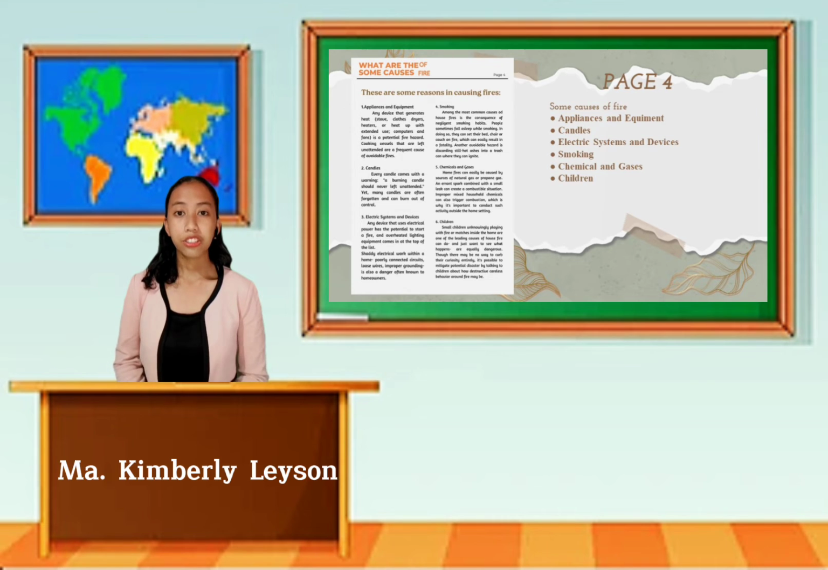The third one is electric systems and devices. Any device that uses electrical power has the potential to start a fire. An overheated lighting equipment comes in at the top of the list. Shady electrical work within a home, poorly connected circuits, loose wires, and improper grounding are also dangers often known to homeowners. An example is an outlet that is overloaded, so there is a possibility that it will cause a fire. And also the grounds and short circuits.